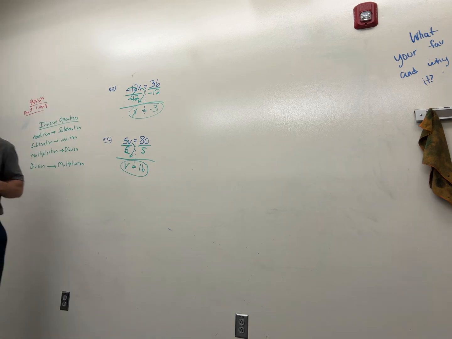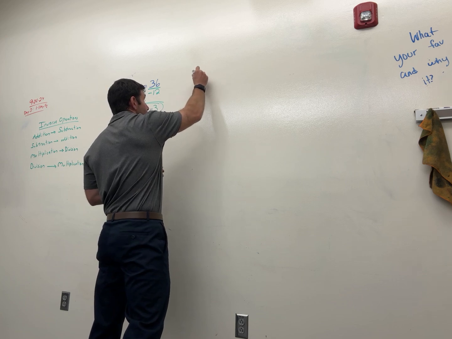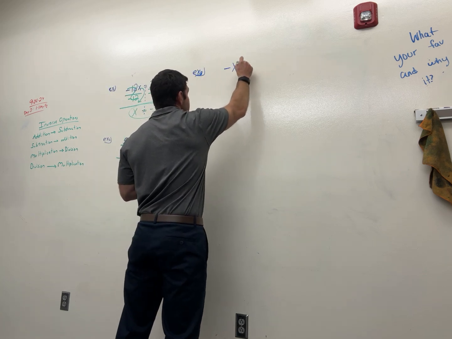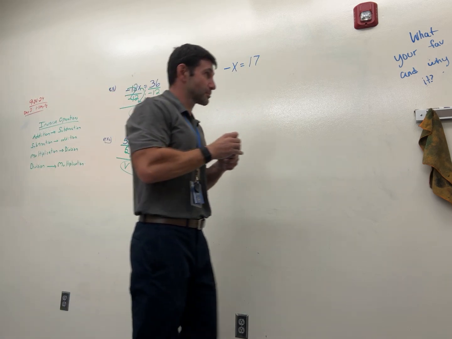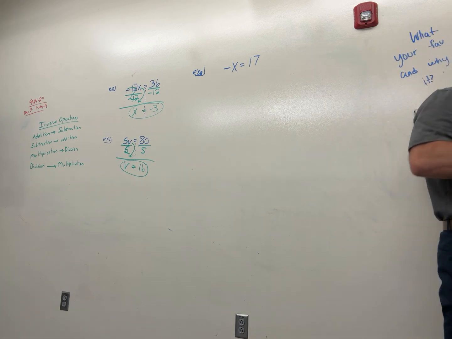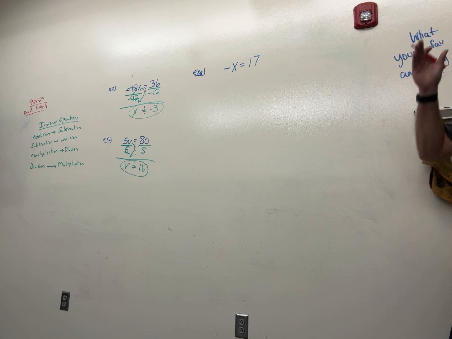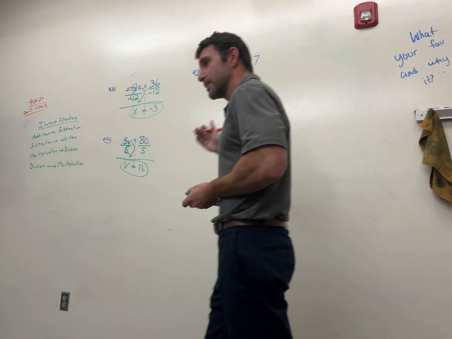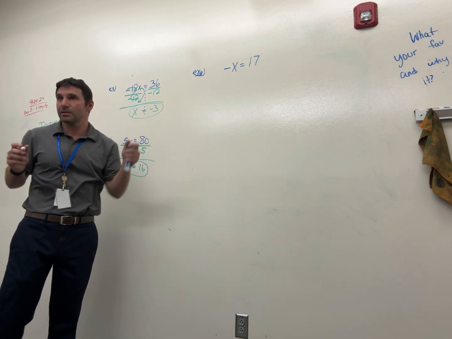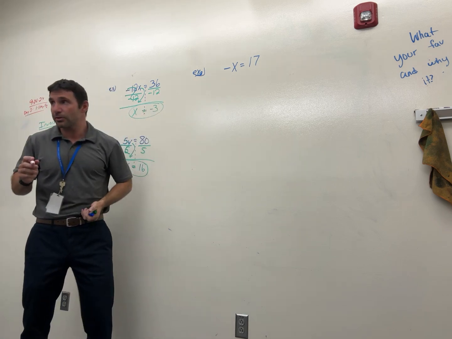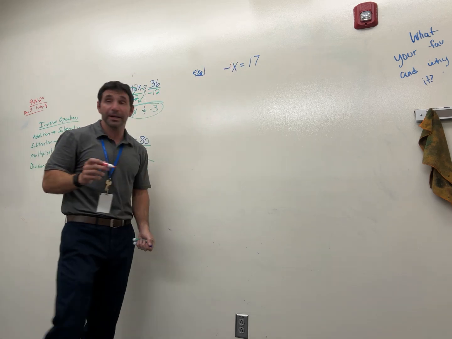Okay, let's do another one. And this is probably the trickiest one of all. Negative x equals 17. This is definitely the trickiest of them all. The goal of any equation is to isolate the variable. To have one x, one v, one b, whatever it is, one of them. Right now, we have a negative x. How many negative x's are there? So really this is negative 1x.